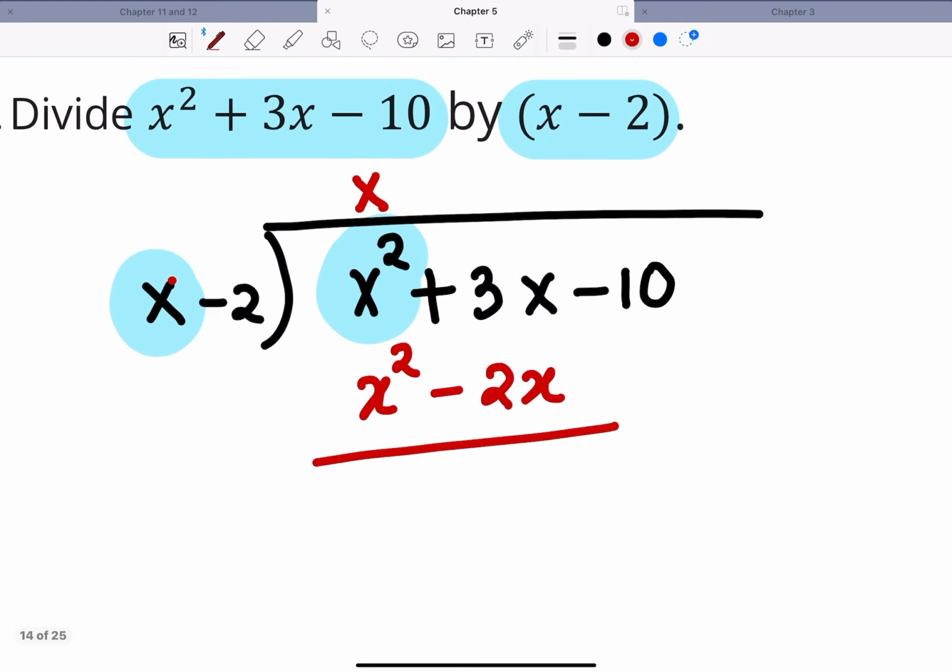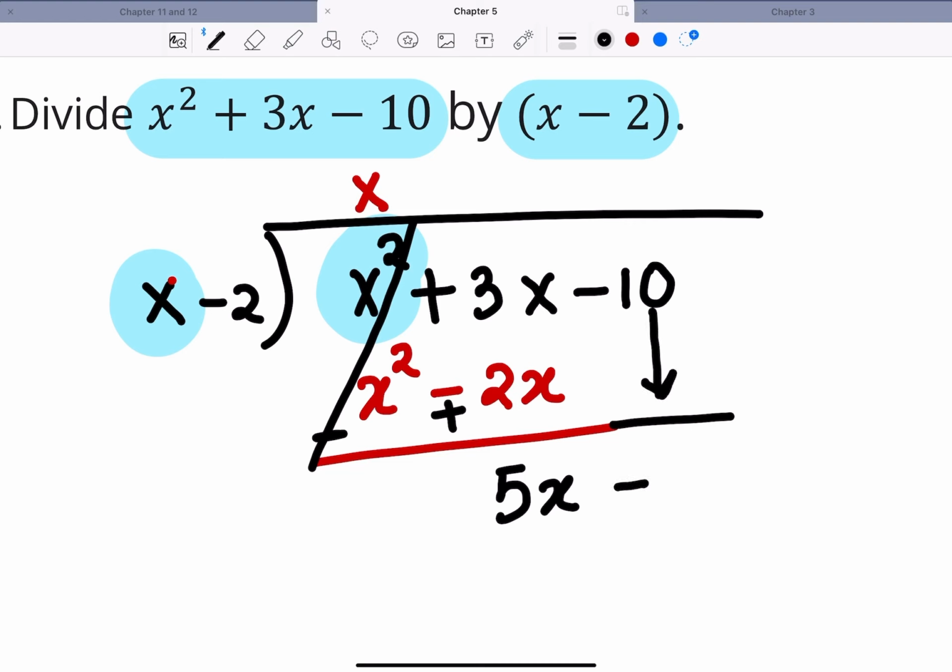And once I'm done here, what's my next step? I have to subtract. When I subtract, what do I do? I change the signs. So this plus becomes a minus, and this minus becomes a plus. Now positive x squared and negative x squared cancel each other. Positive 3x plus 2x is 5x. And then remember, I bring down my negative 10.